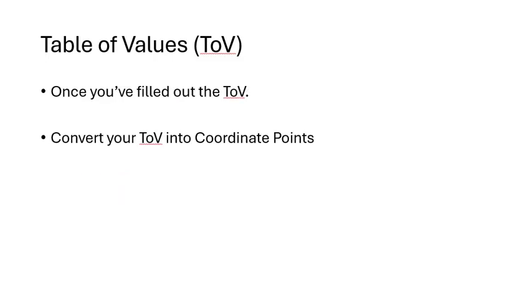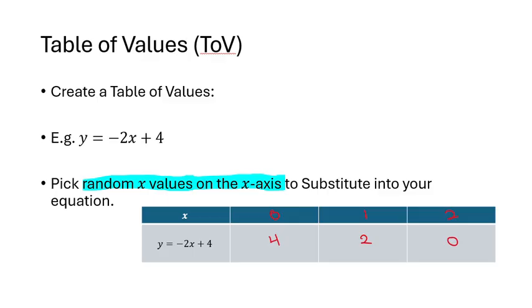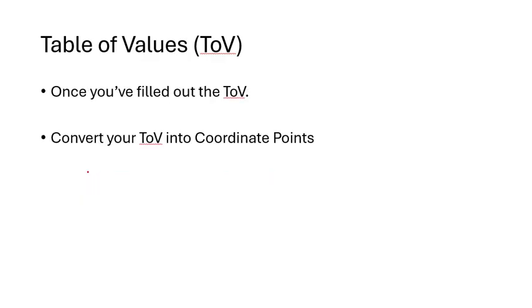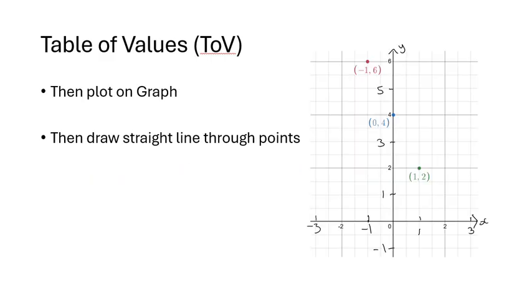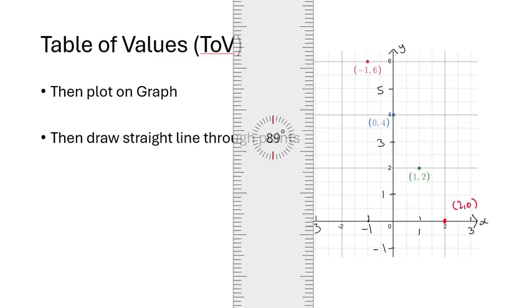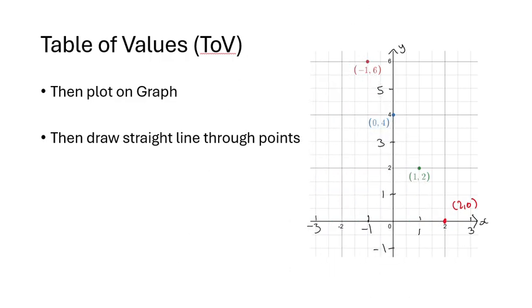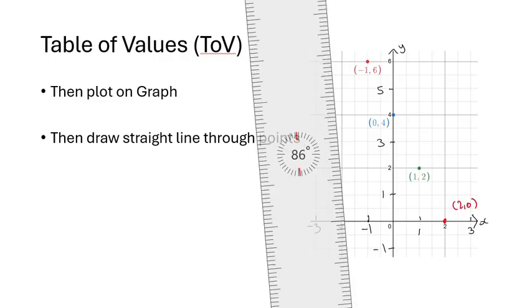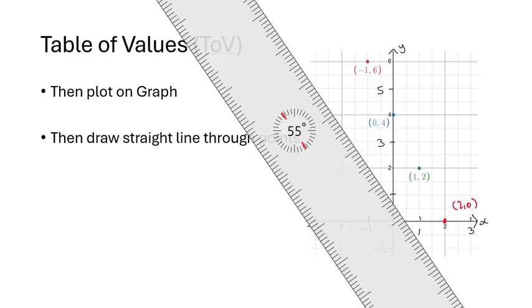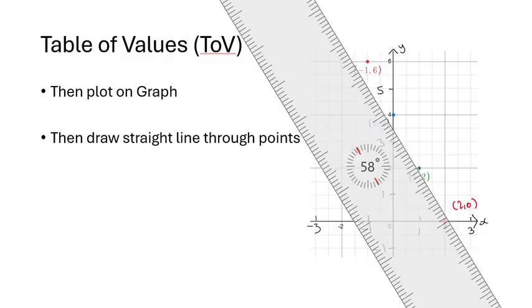Now, once you fill it out, you can convert your table of values into coordinate points. So I can now write this as 0, 4, 1, 2, and then 2, 0, just like that. Once I have these points already set up, I can just plot them in. So I can just plot one more here, 2, 0, and then just grab a ruler, you draw a line. Actually, I will show you the rest because you need to know how to get perfect marks on this. So just give me one moment while I line this up.